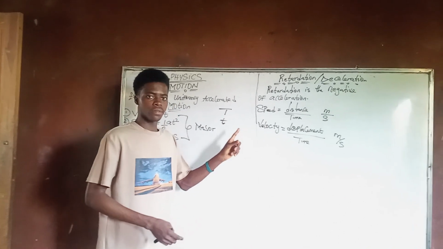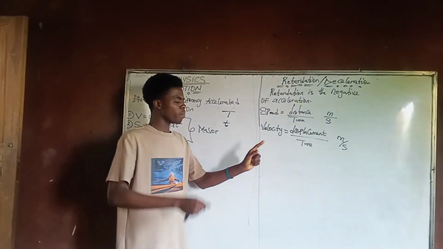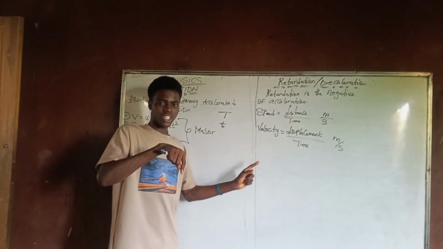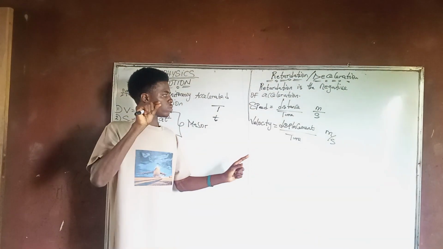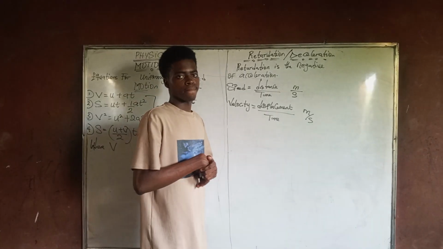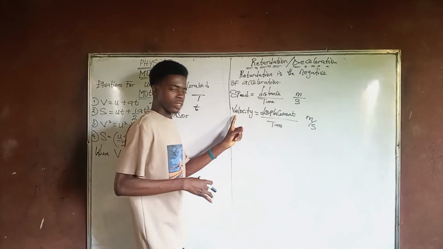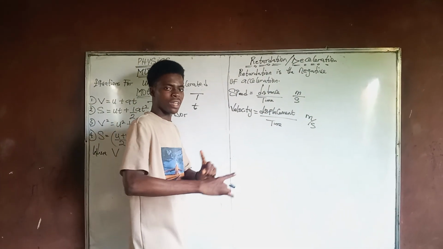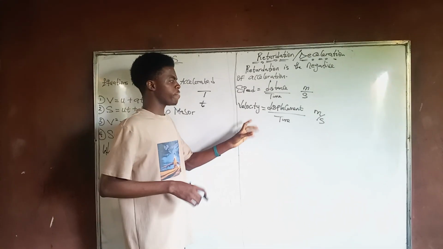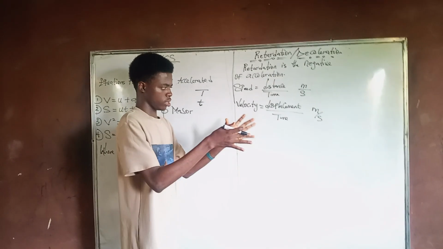But your velocity has both magnitude and direction. So that's to tell you that your velocity has both magnitude and direction, so it is a vector quantity.